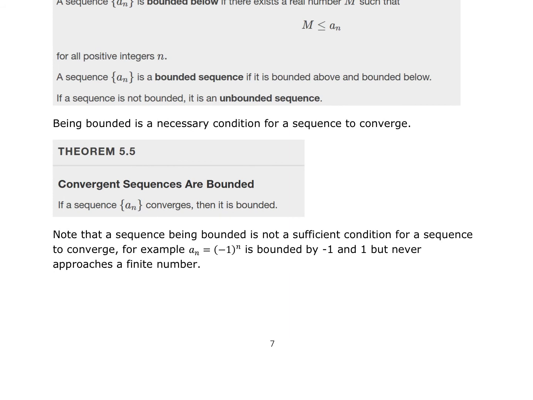Which then gives us, if a sequence converges, then it must be bounded. So notice that a sequence being bounded is not sufficient for the sequence to converge. However, if it does converge, it is bounded, not the other way around.